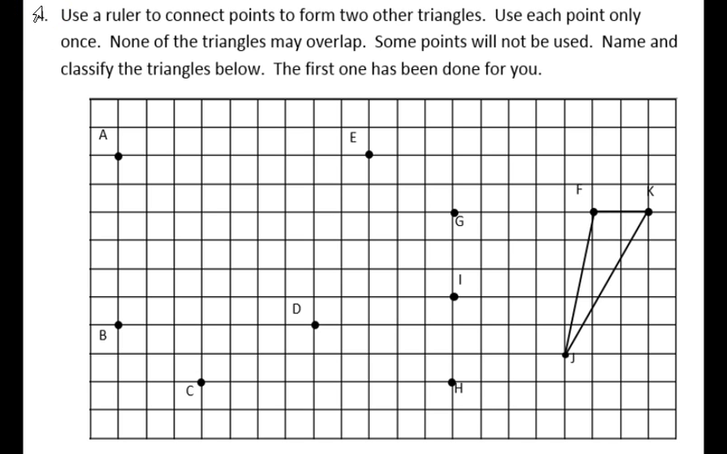For example, if I connect point A to point B, and then over to point D, and then connect A and D, I have a triangle. And if I connect E to point G, and G to point I, and then connect point E and I, I have another triangle. Now obviously my lines aren't very straight, so if we're working on paper, we would want to use a straight edge to draw our lines.